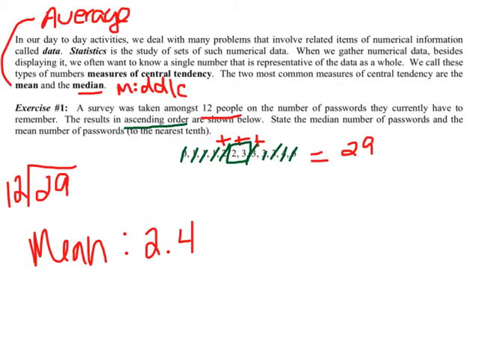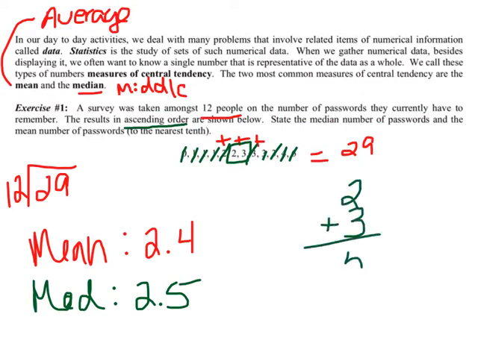Well, this one's easy because what is between 2 and 3? That's 2.5. But if you're not sure how we got that, you do 2 plus 3, which gives me 5. Then you divide that by 2. 5 divided by 2 is 2.5.